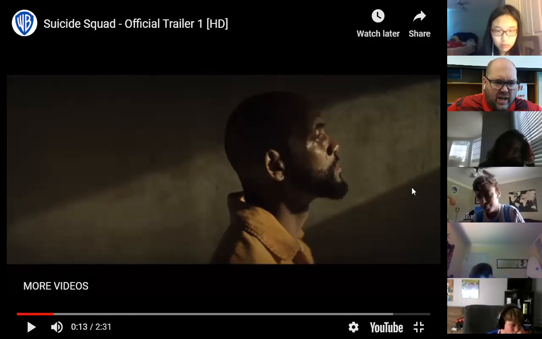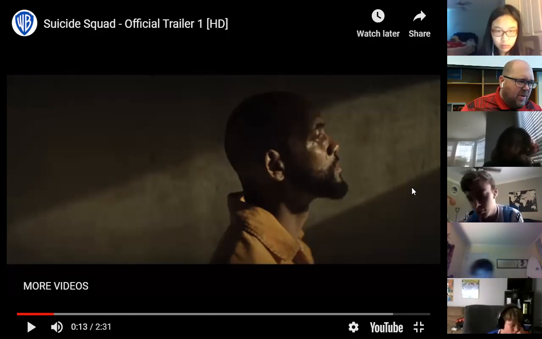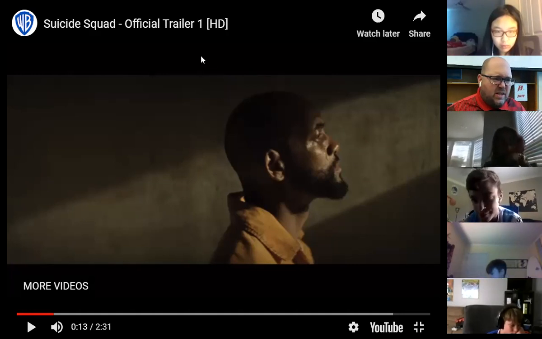Yeah, he's pretty close. You can't tell where the top of the frame is, mostly because of the shadow, but the top of the frame is like right here. So it's pretty darn close.